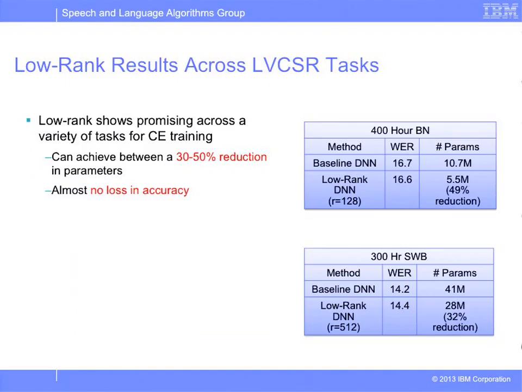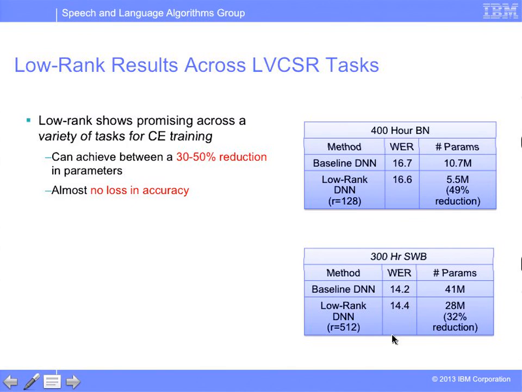Then what we did is we saw how robust this was for larger tasks. I explored this on 400-hour broadcast news and 300-hour Switchboard, where the number of output targets is even larger. In 400-hour broadcast news, it's roughly 6,000 output targets. You can see that with a rank of 128, we get a 50% reduction in the number of parameters with no loss in accuracy.